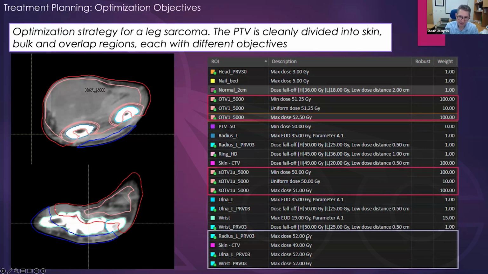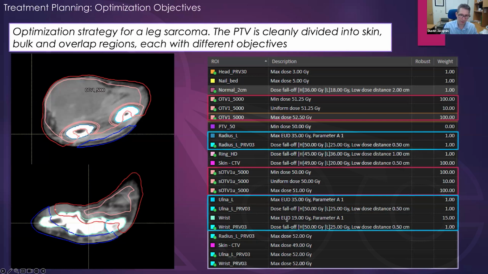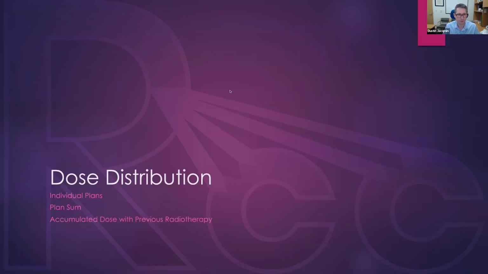So you can see we have max dose goals here, trying to keep the max dose right around 50 gray for the bones. And then for the wrist, we are much more aggressive. We're trying to get a mean dose of less than 19 gray. So deliberately excluding the wrist from the PTV is going to help us achieve this low dose to the wrist. Again, these goals are all consistent with the physician's desire regarding what organs at risk should get certain doses and protecting the wrist in particular.